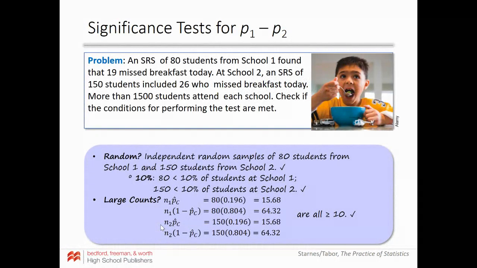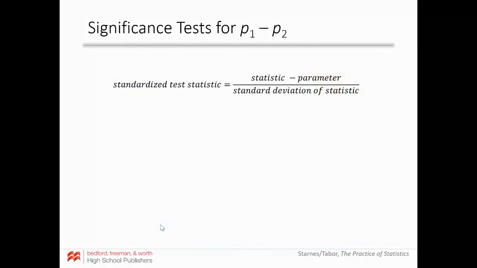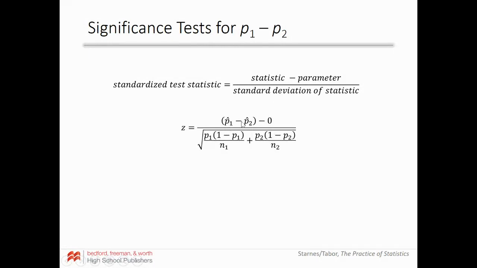Since all of our conditions are checked and we have passed, we are going to go on to the do phase. So remember the standardized test statistic, or that z-score, we get that from our statistic minus our parameter divided by the standard deviation. So we have z is equal to p hat 1 minus p hat 2 minus 0, and then we have that standard deviation formula of combining two independent random variables.